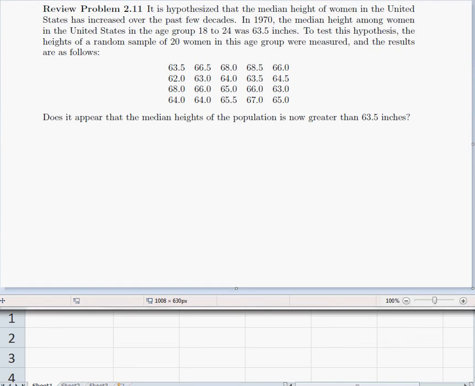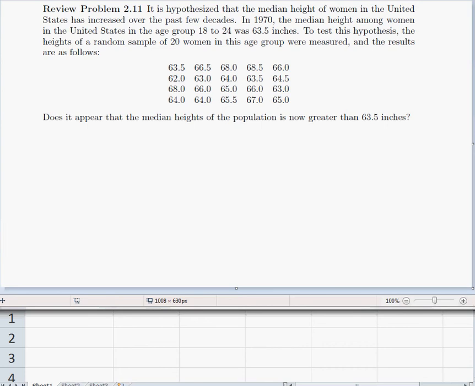We now turn to a hypothesis testing problem involving a median. Before, in 1970, the median height amongst women aged 18 to 24 in the U.S. was 63.5 inches. To test if this median remains true, a sample of 20 women were sampled and the heights are shown. Does it appear that the median heights are now greater than 63.5 inches?